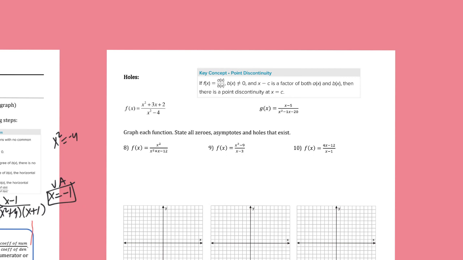All right, here we go. So if you factor this first one, you get x plus 2 and x plus 1 over x plus 2 and x minus 2. And I would say you start by looking for the holes. When you see this right here, you're like, okay, there's a hole at the x plus 2. That's a hole. I'm going to write hole.